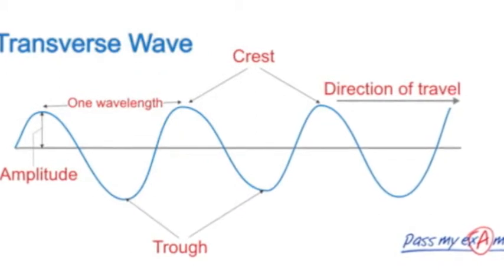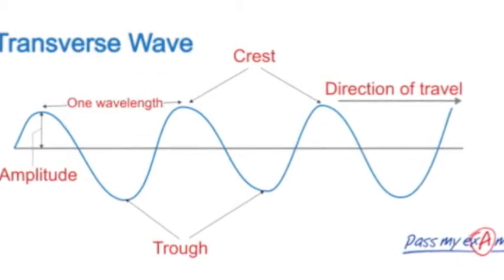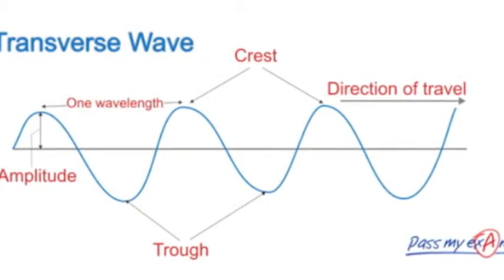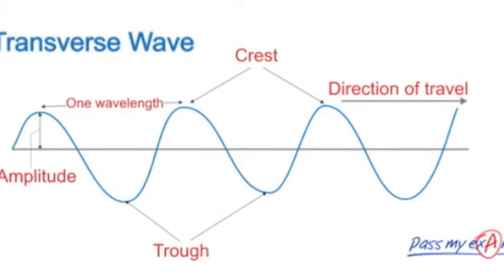the wave. As you can see in the diagram, the highest point of the wave is called the crest and the lowest point is called the trough. And the distance from a crest or a trough to the midline of the wave is called the amplitude.